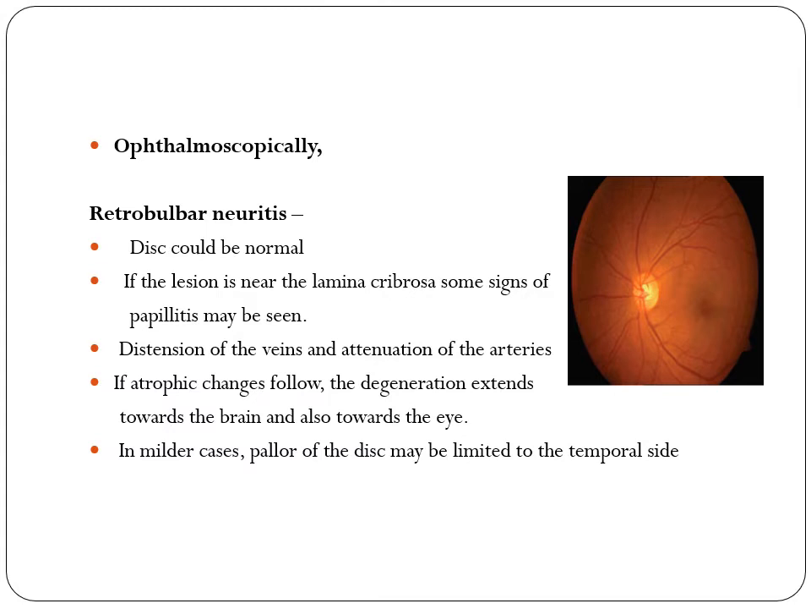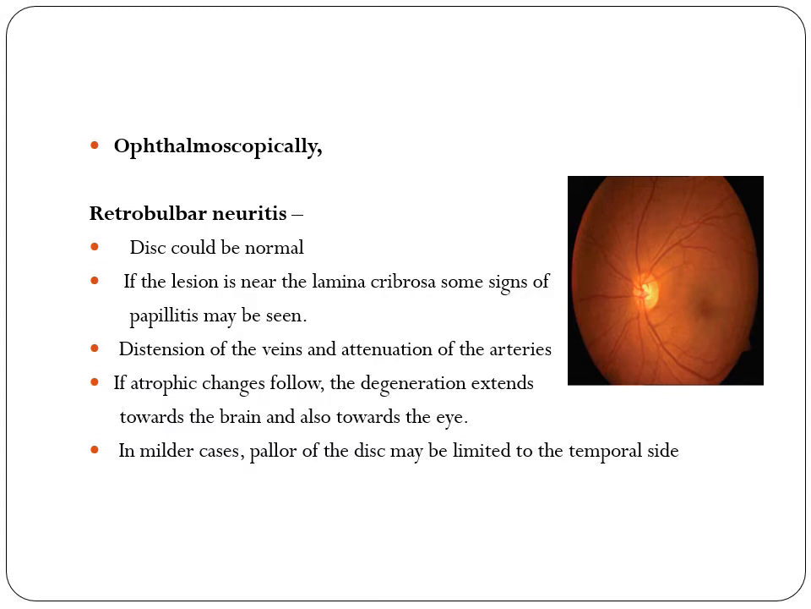Ophthalmoscopically, in retrobulbar neuritis, we have repeatedly told, the disc is normal. If the lesion is near the lamina, there are some signs of papillitis. So a normal disc can be a differential diagnosis of hysteria. The only differentiating feature will be the RAPD, pupil. Otherwise, normal disc with reduced vision. One more condition is the hysterical or malingering patient.